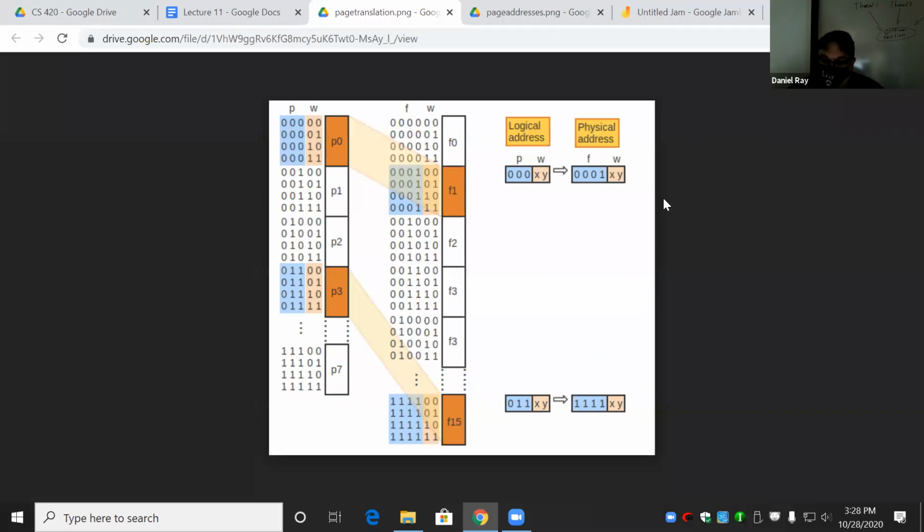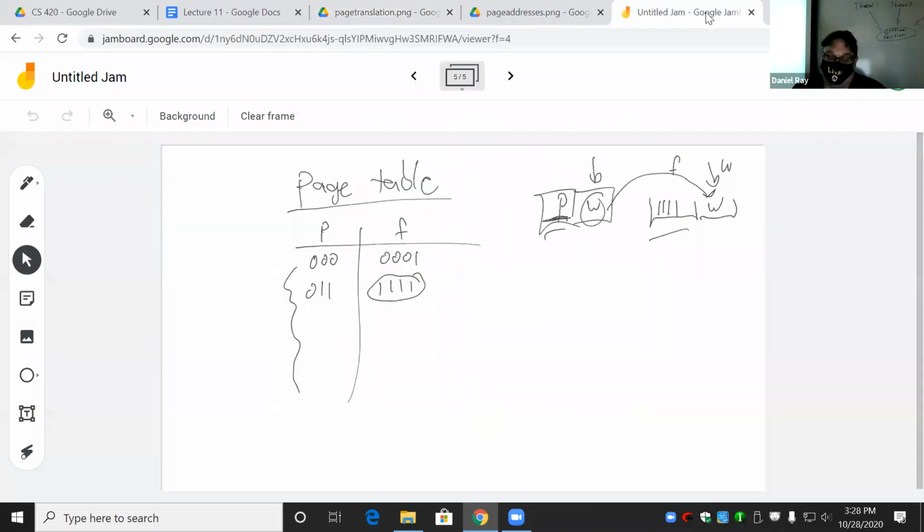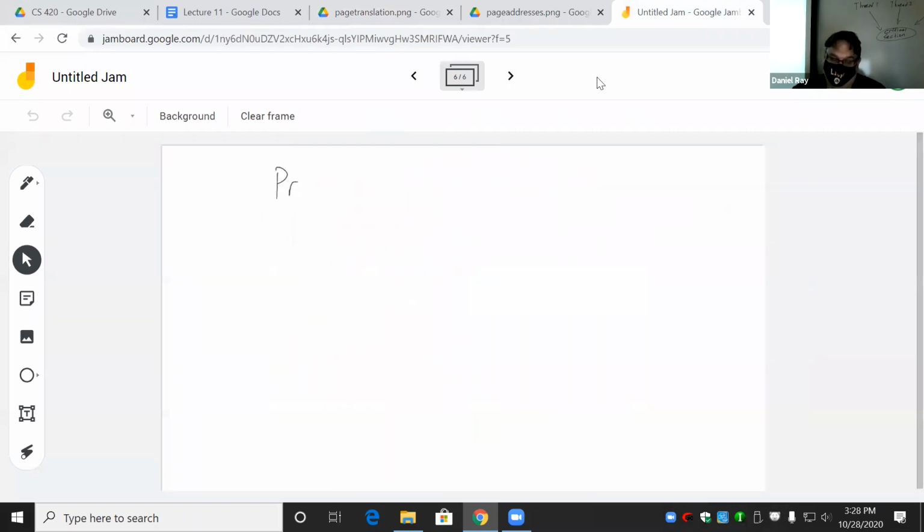All right, so downsides to this. Sounds great, sounds like this is what we should do every time. But there's a couple of downsides to paging. So, problems with paging.